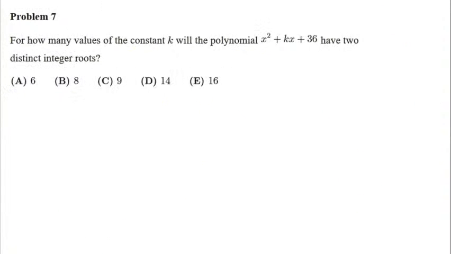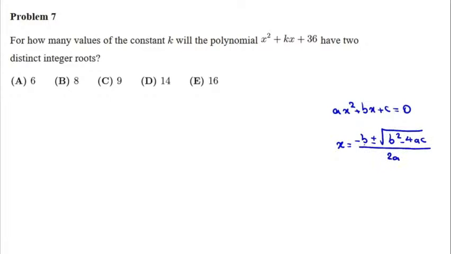AMC 10B 2022, problem number 7. For how many values of the constant k will the polynomial x squared plus kx plus 36 have two distinct integer roots? Okay, so let me tell you the quadratic formula. If you have ax squared plus bx plus c equal to 0, the quadratic formula is this: x equals negative b plus or minus the square root of b squared minus 4ac, all over 2a.